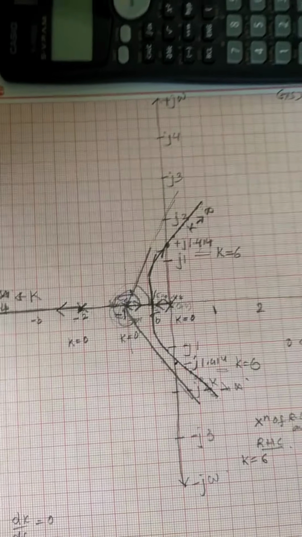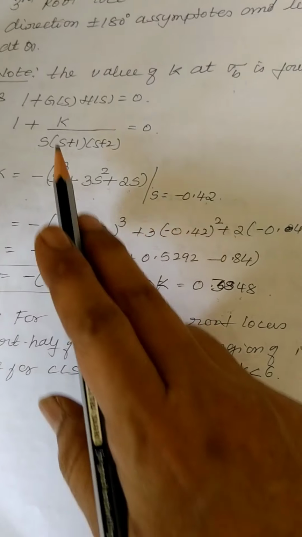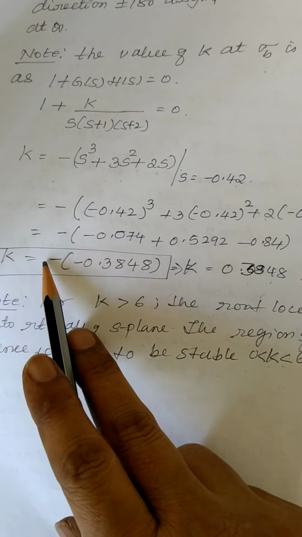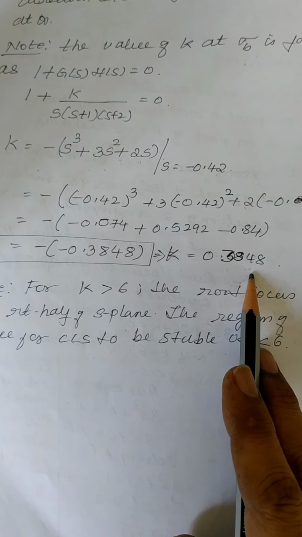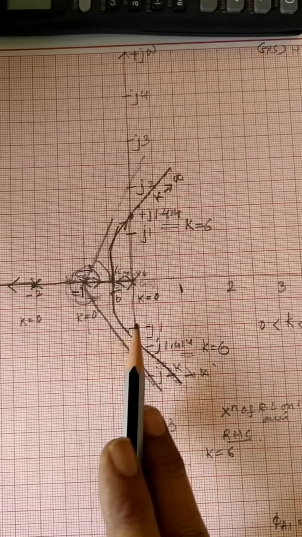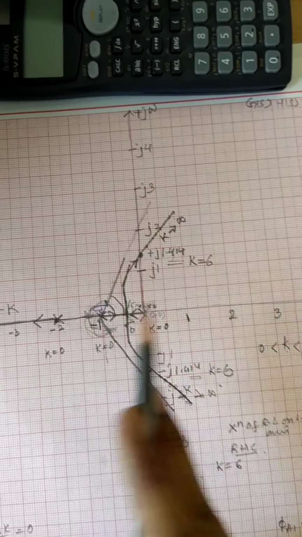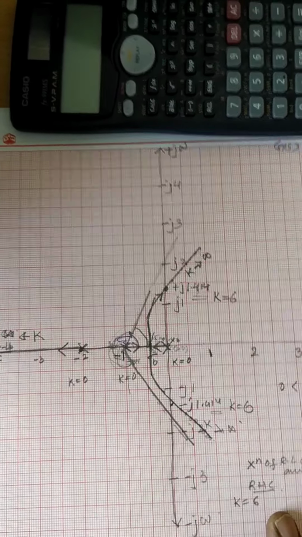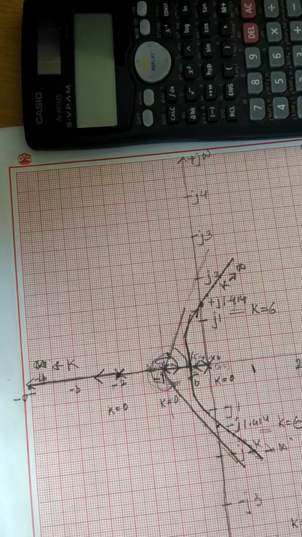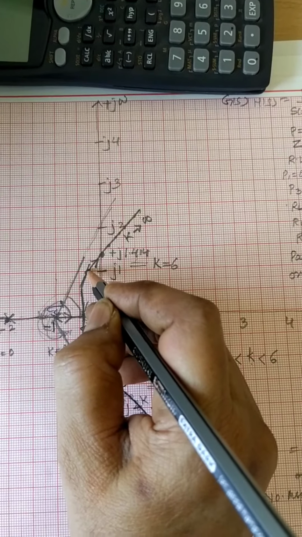Okay, then using this, how did you find it? The value of k at the breakaway point is equal to 0.3848. So here you have to show that at this breakaway point it is 0.3848. At any point on the root locus, you can find the value of k. How do you take it at this point, if you want?